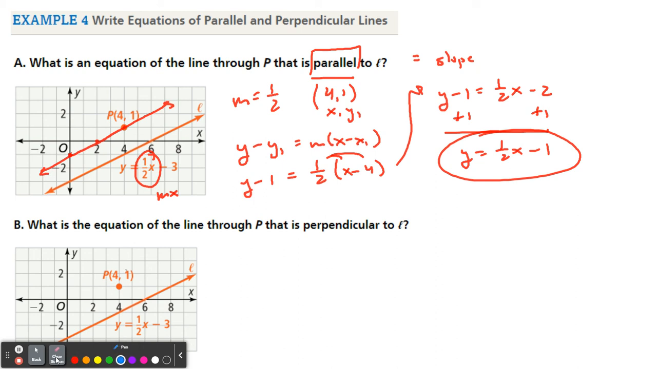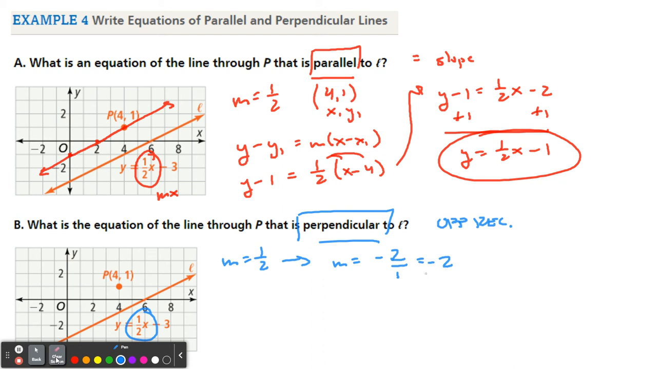Okay, same line, same point, 4, 1, but now let's go perpendicular, okay? So now we have to think of, okay, opposite reciprocal slopes. So if this slope is 1 half, again, same equation, then our slope must be the opposite reciprocal. So that means you make positive become negative, and the 2 goes on top, the 1's on bottom. That's just the slope of negative 2. Our point is still 4, 1. That's still going to be our x1, y1. And now we do point slope form all over again. y minus y1, which is 1, equals negative 2 times x minus, and x1 is 4.